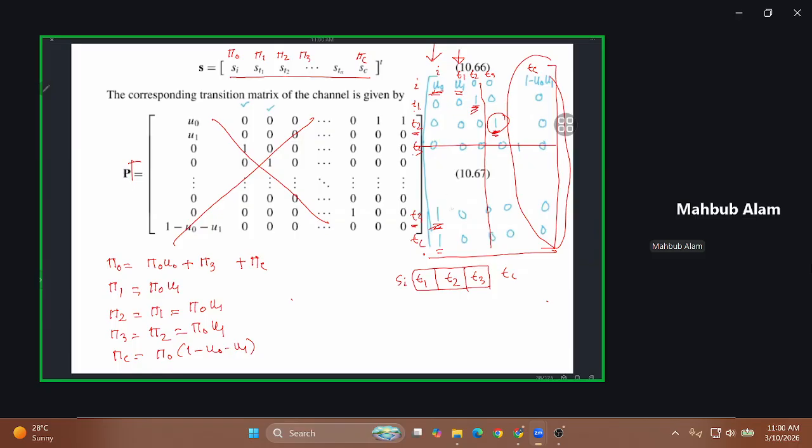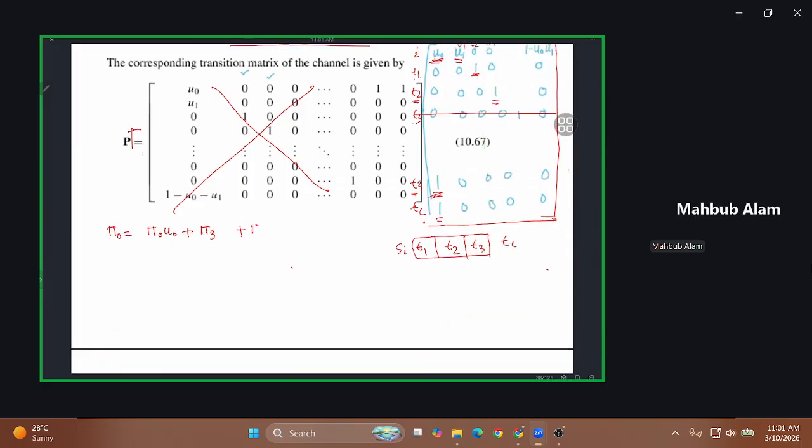So from each of the columns, we will have one equation, and finally we'll have the equation which is pi naught plus pi 1 plus pi 2 plus pi 3 plus pi c equal to 1. Fortunately, for all of the equations, pi naught, pi 1, pi 2, pi 3, and pi c, we have represented the equation in terms of pi naught. So if we put the values of pi 1, pi 2, pi 3, and pi c here in this equation, then actually we will get the value of pi naught, which is from here.